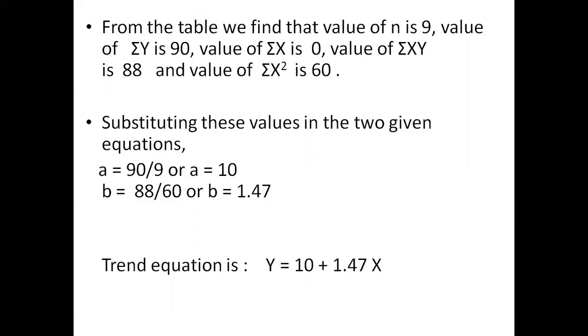So from the table, we find that the value of n is 9, which is very much visible because the number of years are 9. Value of sigma y is 90. Sigma x we have calculated, this is 0. Sigma xy is 88 and value of sigma x square is 60, which we have computed in the table itself. Now again, find out from those equations which we have formed for a and b. Based on solving those equations by subtracting one equation from the other one, we will get the values a equal 10 and b equal 1.47 respectively.